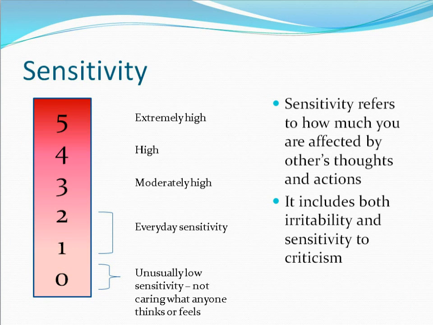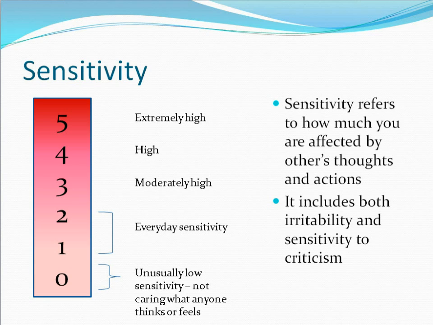Sensitivity is another dimension that's on a 0 to 5 scale, and again, 0 to 1 refers to unusually low sensitivity to what others think or feel. So not caring, heedless perhaps. Maybe irritating people because you are ignoring how they feel. 1 to 2 would be an everyday level of sensitivity where you're aware of how people are feeling, you're changing your behavior to adapt to it, but not excessively sensitive.